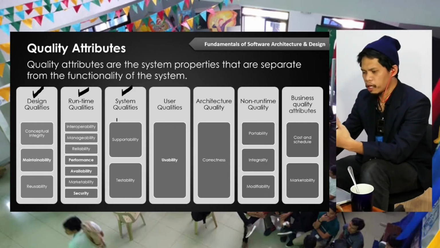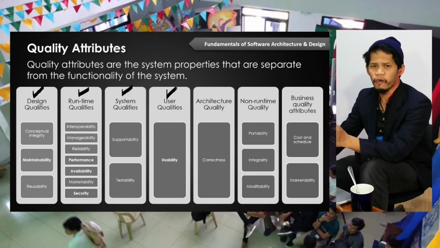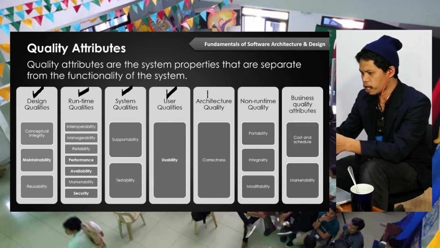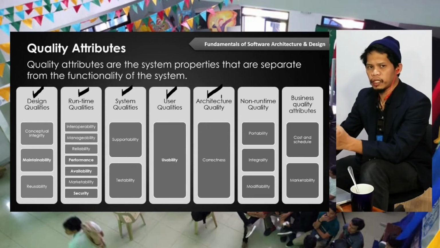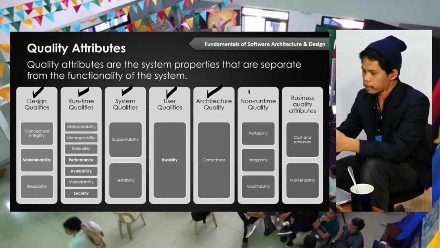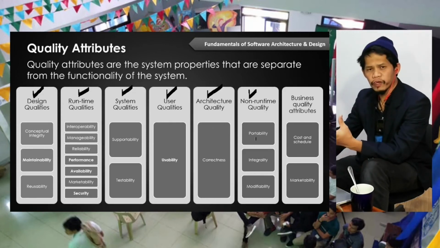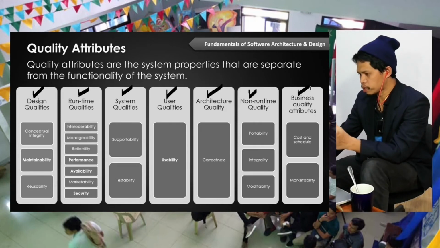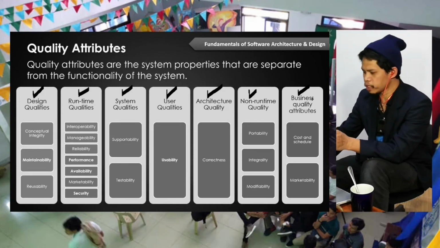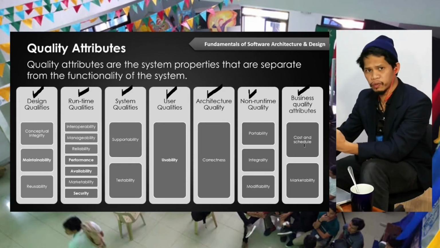System qualities. System qualities allow supportability during maintenance and testability of the system. User qualities improve the user experience of the customer. Architectural quality makes sure the decisions made for the architecture are proven and working. Non-runtime quality allows configurability of the system. Next, business quality attributes allow low cost of development and marketability of the solution.